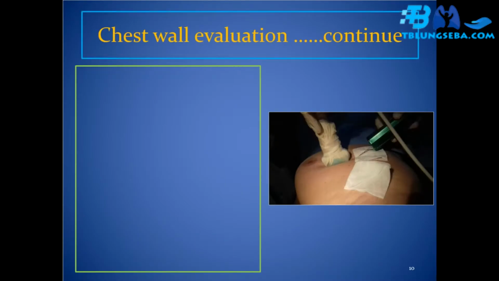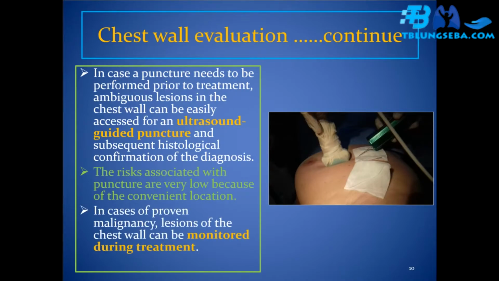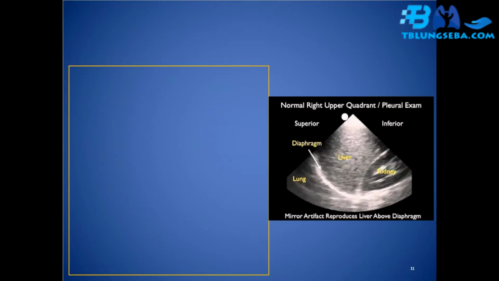Chest wall evaluation continued. In case a puncture needs to be performed prior to treatment, ambiguous lesions in the chest wall can be easily accessed for an ultrasound-guided puncture and subsequent histological confirmation of the diagnosis. The risks associated with puncture are very low because of the convenient location. In cases of proven malignancy, lesions of the chest wall can be monitored during treatment.